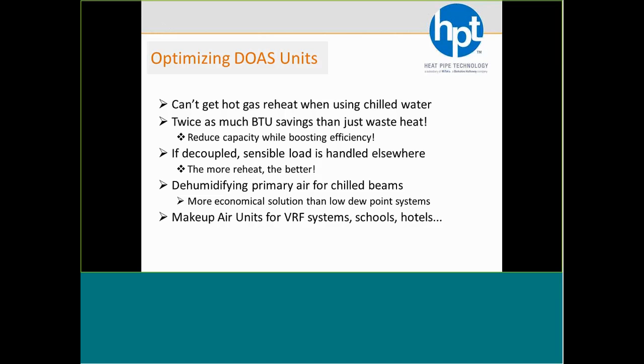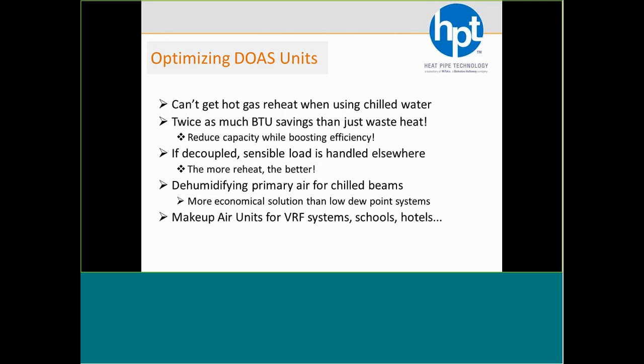And then, of course, makeup air units. VRF systems use a lot of makeup air units. Schools see them a lot. In these types of systems, again, there's something downstream that's focused on the sensible load in the space, while the makeup air unit just handles all the outside air. And again, that's a great application for the heat pipe because we're helping it pre-cool. We can shrink that system. But that extra reheat isn't as penalizing as normal systems.